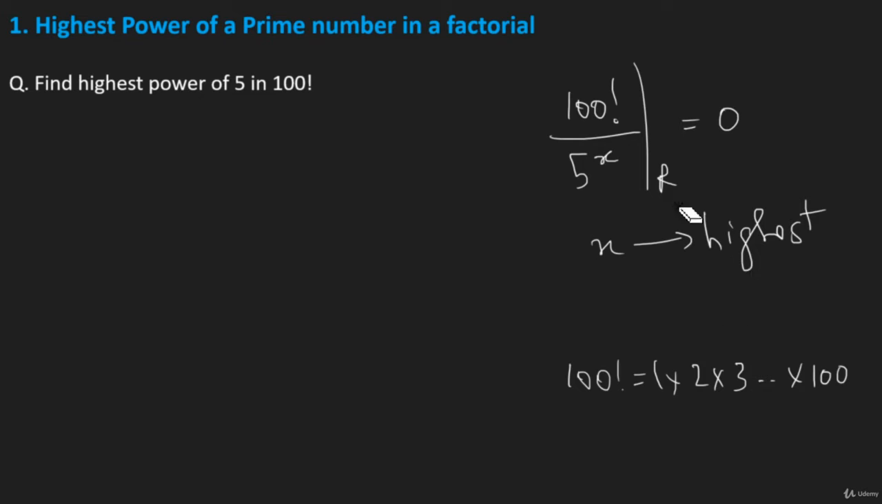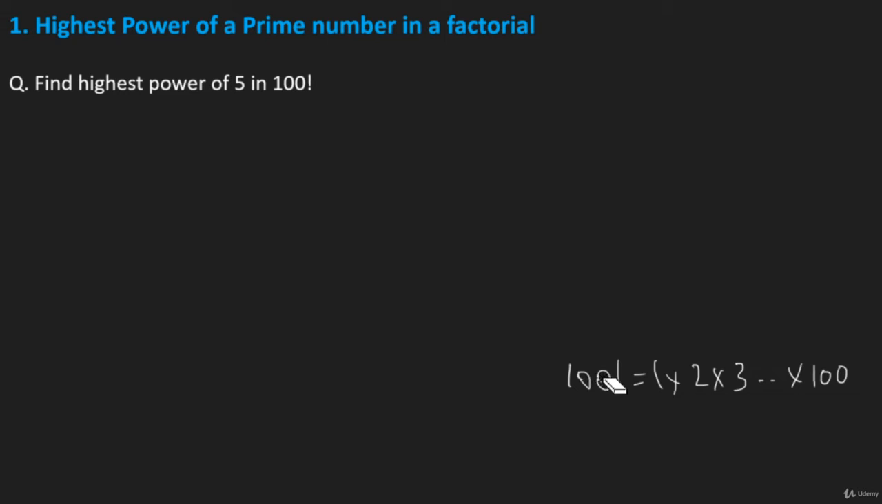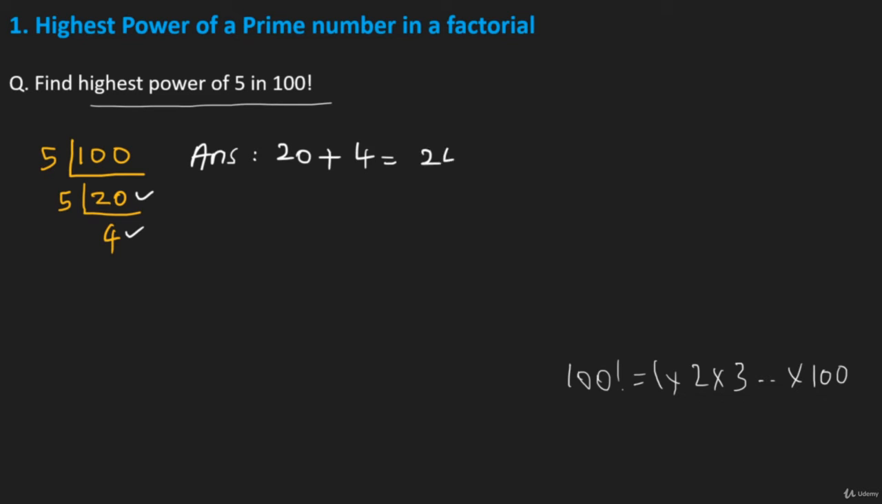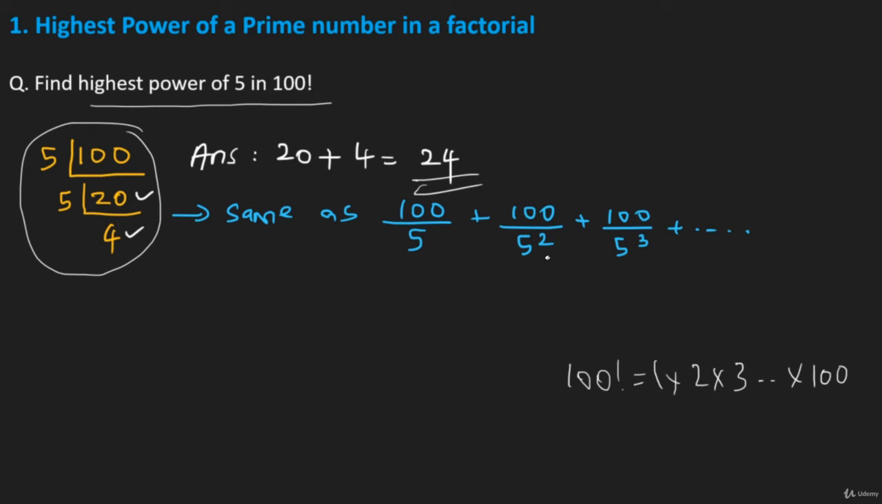Alright, now let's see how we can do this type of questions. For this, let me write 100 over here, and I take out 5 from 100, that leaves me with 20. I take out 5 from 20, and that leaves me with 4. Alright, if I do this operation over here, the answer to the highest power of 5 in 100 factorial is 20 plus 4, which is equal to 24. Now you can see that this operation that we've done over here is the same as doing 100 by 5 plus 100 by 5 square plus 100 by 5 cube etc.